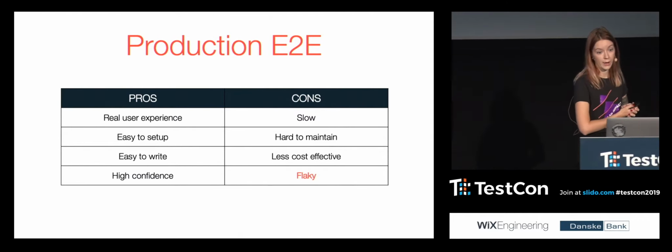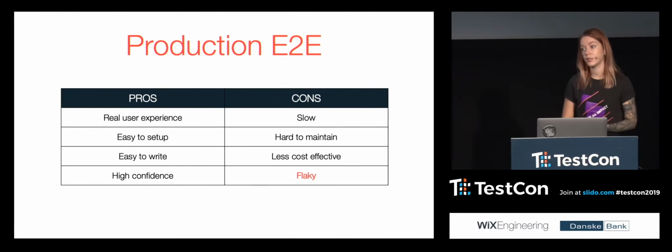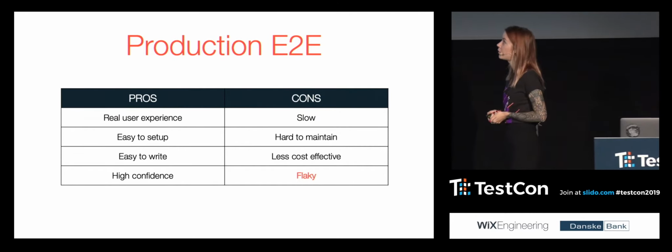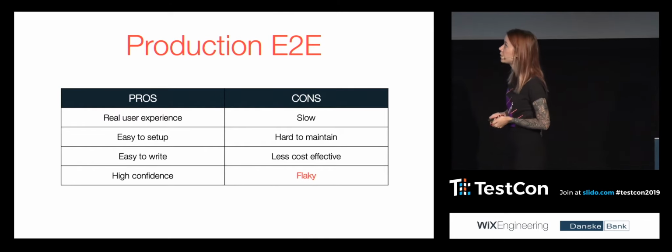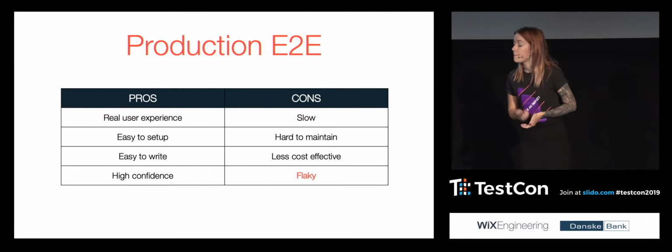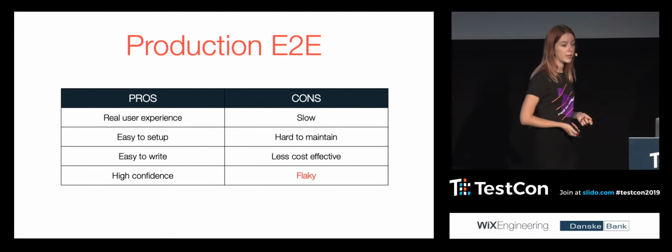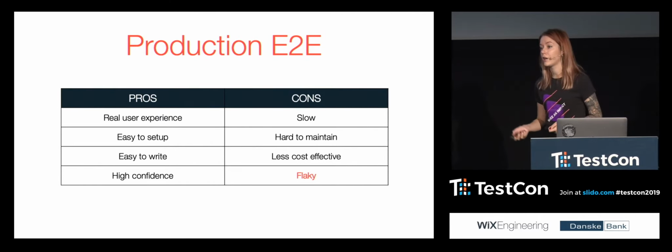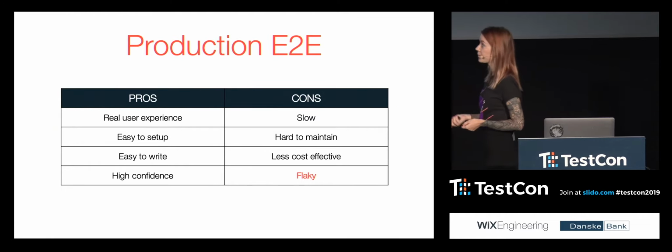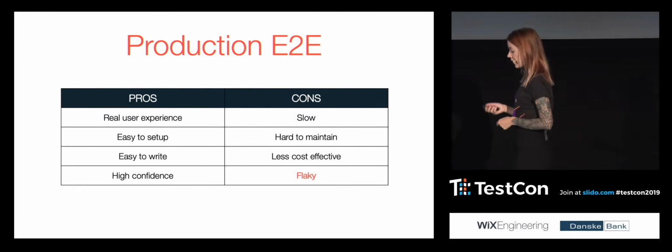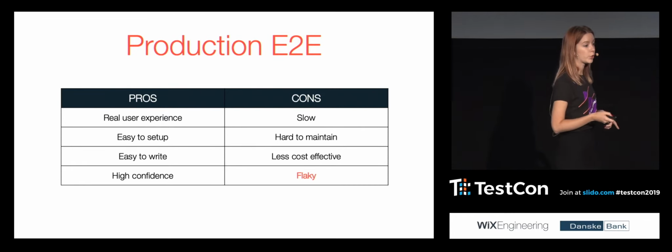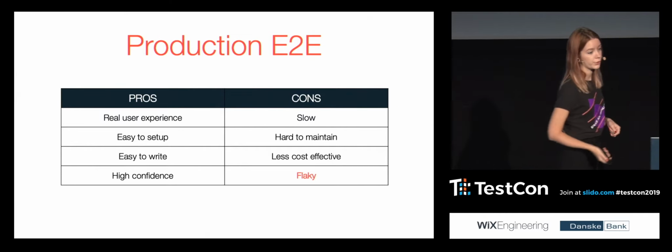So that's why you want to create production E2E tests, and we as QAs probably would want to have hundreds and hundreds of them to cover everything that is possible, because they mimic the real user experience. They are easy to set up and easy to write, and they give you high confidence that your application is working. It means that if a case is passing in your production E2E, you can be 80-90% sure, which is a lot, that this flow would not be failing for your users.